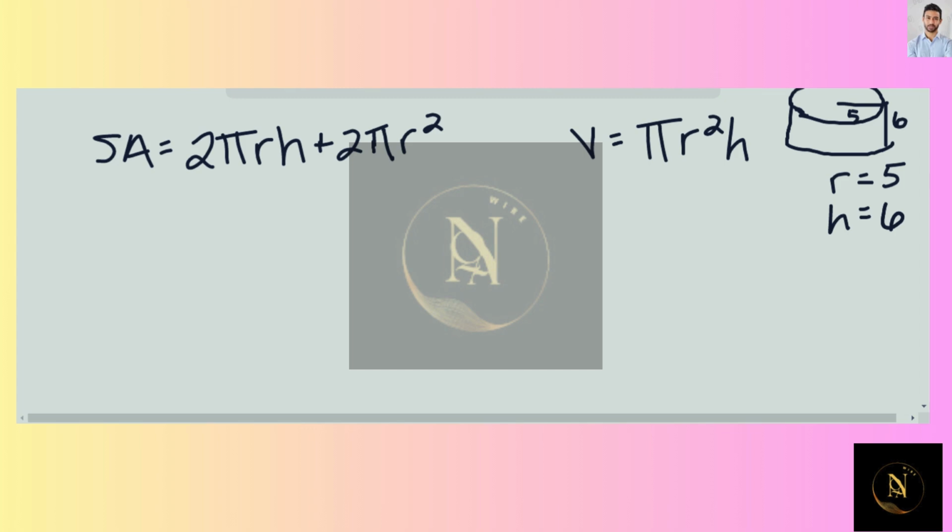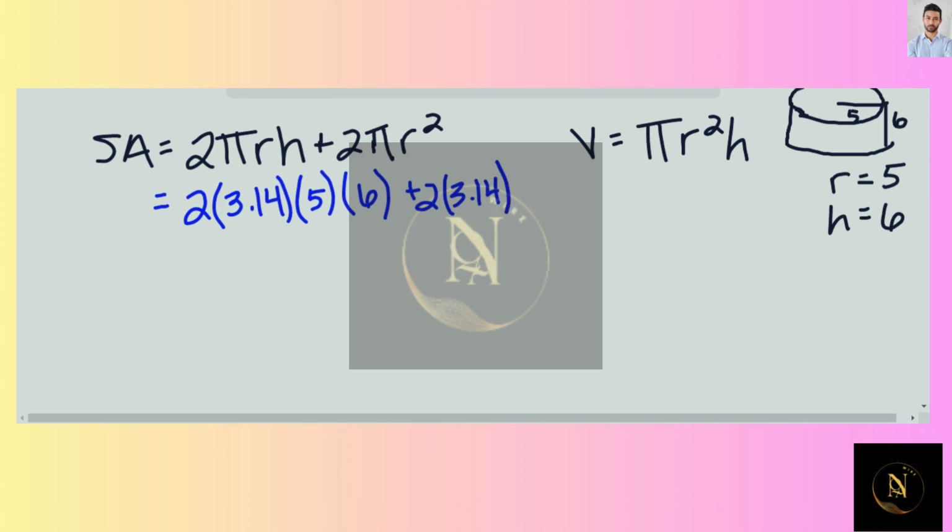These are the formulas that go along with our surface area and our volume. So all we need to do is substitute in here. So we have 2, and then pi, it wants us to use 3.14. Our radius was 5, and then our height was 6, plus 2. Again, for pi, we're using 3.14. And then we have radius squared, so 5 squared. Notice that I put that squared inside my parentheses.